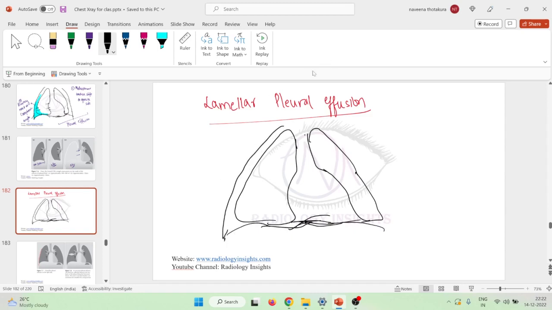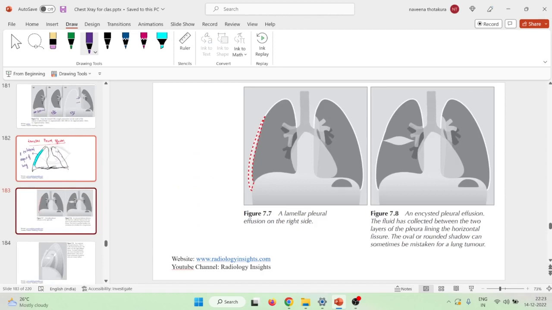In lamellar pleural effusion, the pleural effusion will look linear or lamellar. The opacity is seen parallel to the lateral aspect of the lung. Here in lamellar pleural effusion, the fluid is seen parallel to the lateral aspect of the lung. This is one thing which will tell us that there is lamellar pleural effusion. Okay, so this is the picture showing the lamellar pleural effusion.